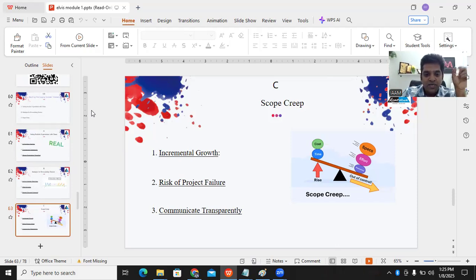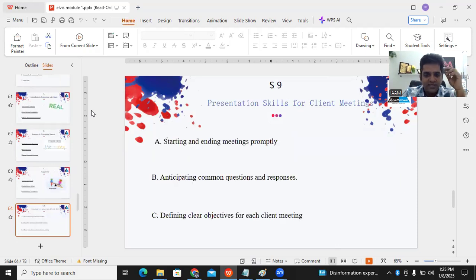Yes. So third is communicate transparently. So be very transparent with your client. Okay. Tell him whatever it is. It's better to get one shout than getting 10 shoutings.